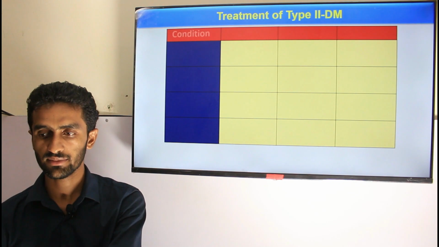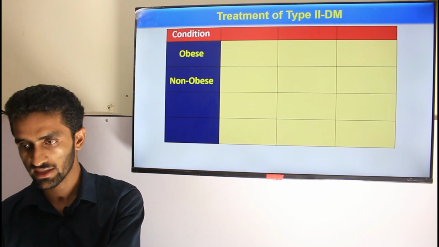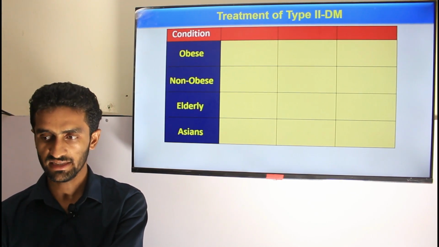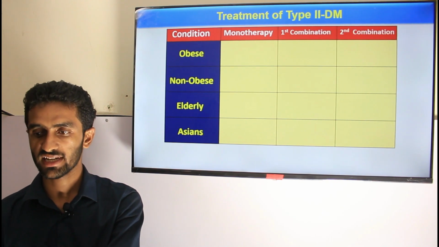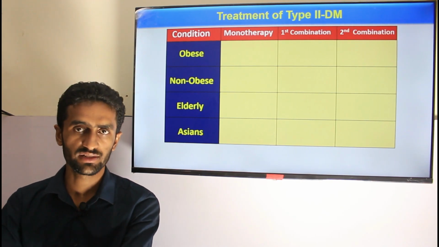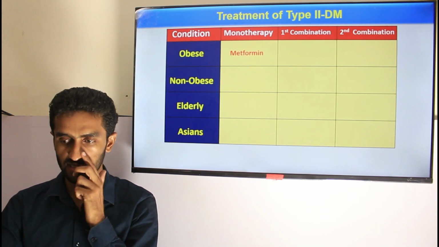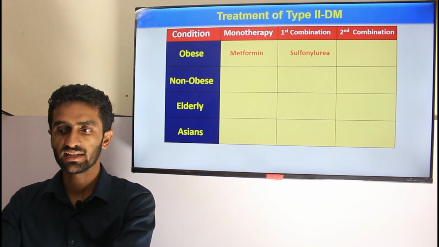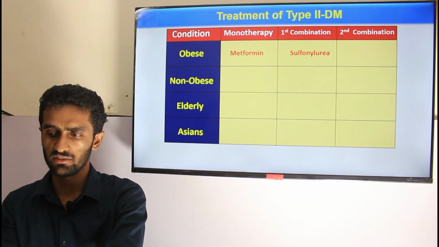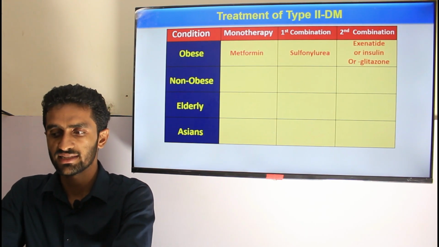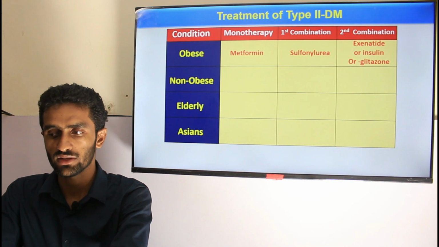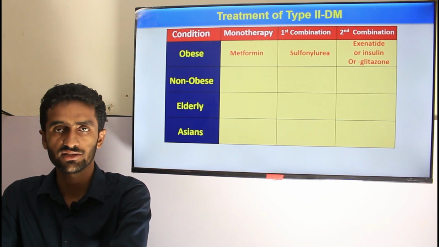Okay, so here are some conditions where you should choose the drug: obese, non-obese, elderly, and Asian. So monotherapy, first combination, second combination. In the obese patient, which drug should you use? Metformin. Avoid the sulfonylurea because they cause obesity. Okay, and then you go for the first combination with the sulfonylurea and exenatide, or then for the second combination you can use insulin or exenatide with glitazone.